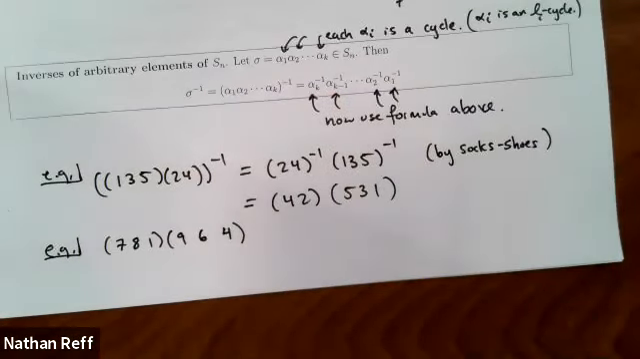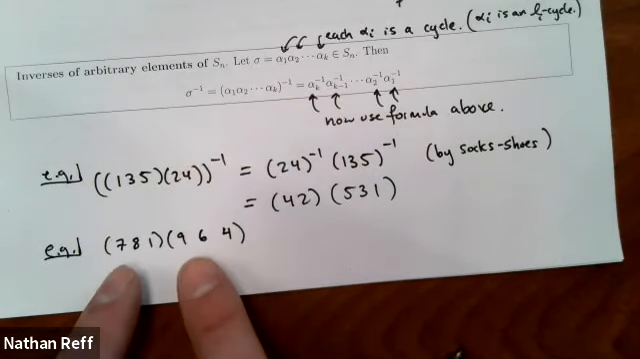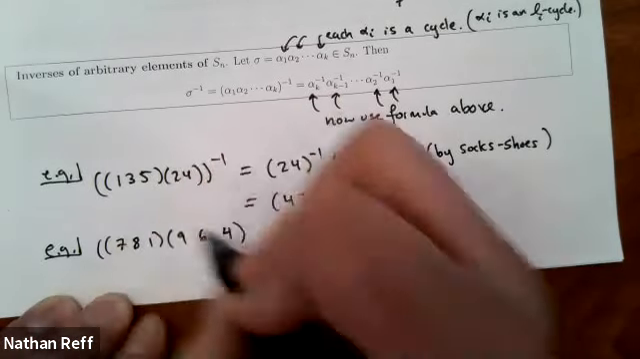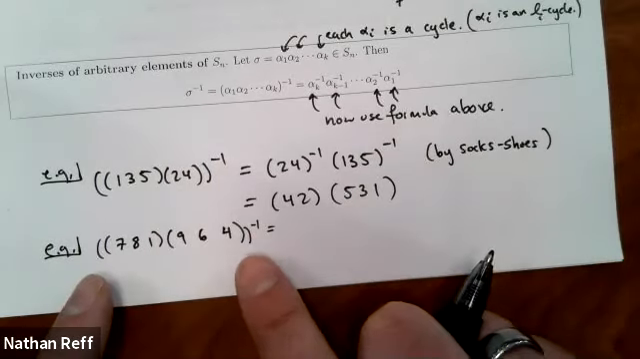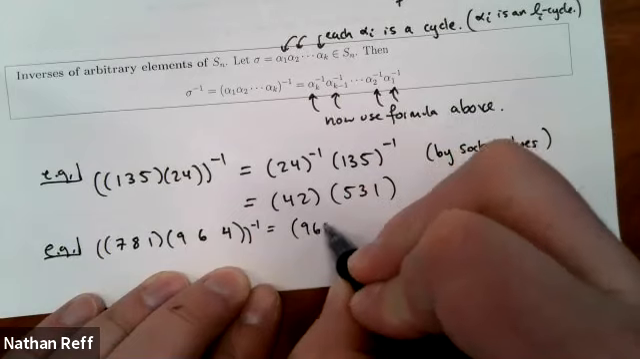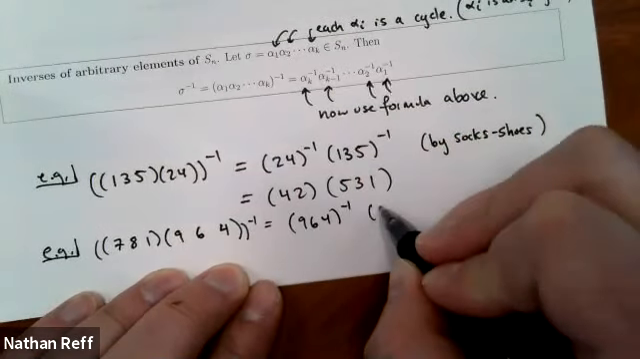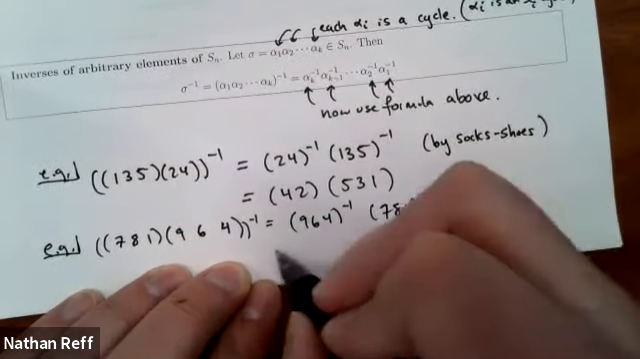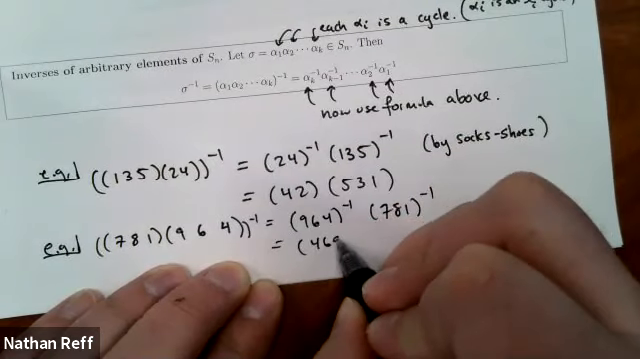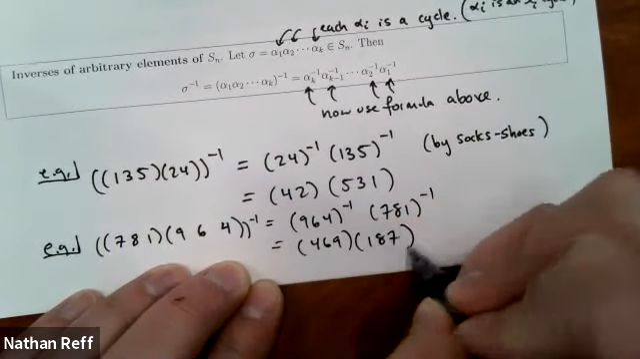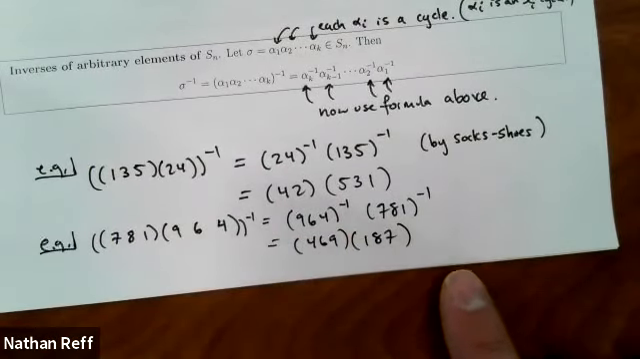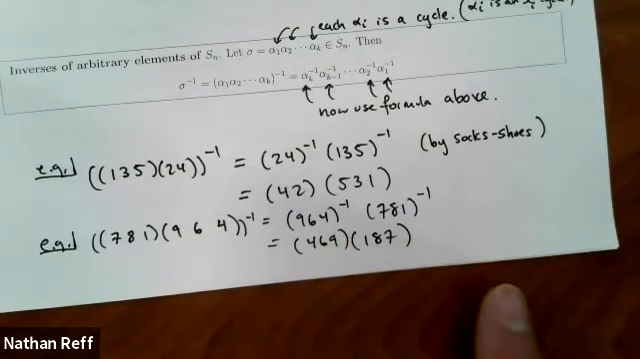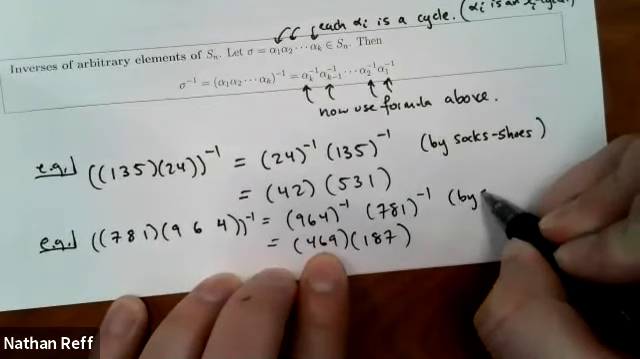These actually are disjoint, but if they're not disjoint, you can still use socks and shoes and so on. So the inverse of this whole thing would be 9, 6, 4, inverted, and 7, 8, 1, inverted. And this would just be 4, 6, 9, and 1, 8, 7. And if you ended up with something and then you wanted to figure out if it wasn't disjoint, you could simplify that to its disjoint cycle form if you wanted to.